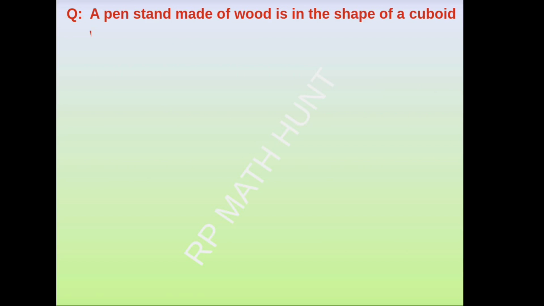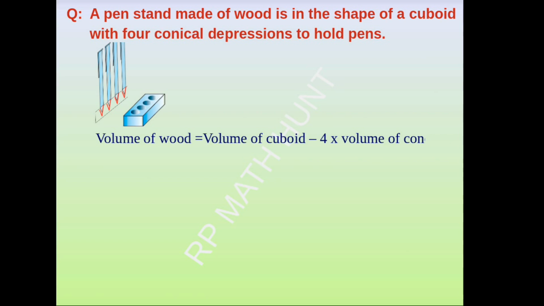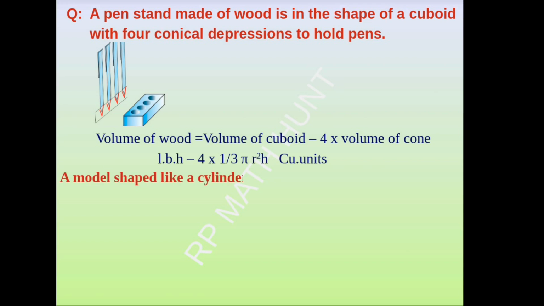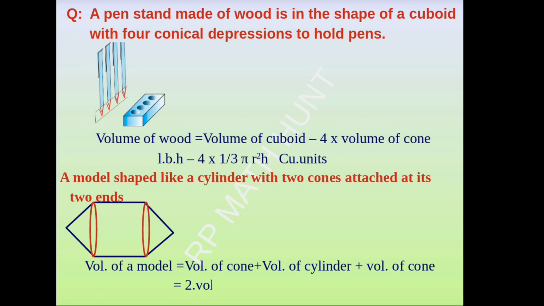A pen stand made of wood is in the shape of a cuboid with four conical depressions to hold pens. Volume of wood is equal to volume of cuboid minus 4 into volume of cone, that is equal to l b h minus 4 into 1 by 3 pi r square h cubic units. A model shaped like a cylinder with two cones attached to its ends. Volume of model is equal to volume of cone plus volume of cylinder plus volume of cone, equal to 2 into volume of cone plus volume of cylinder.